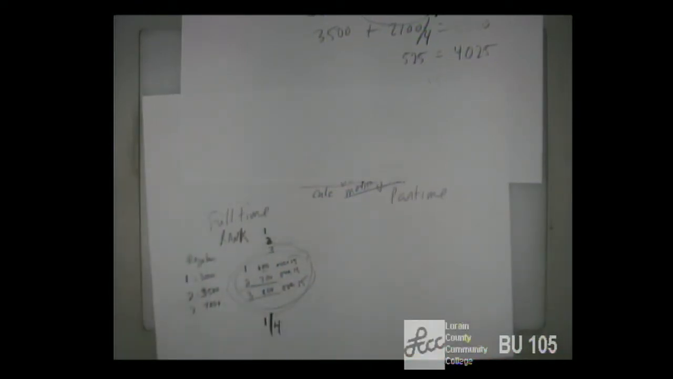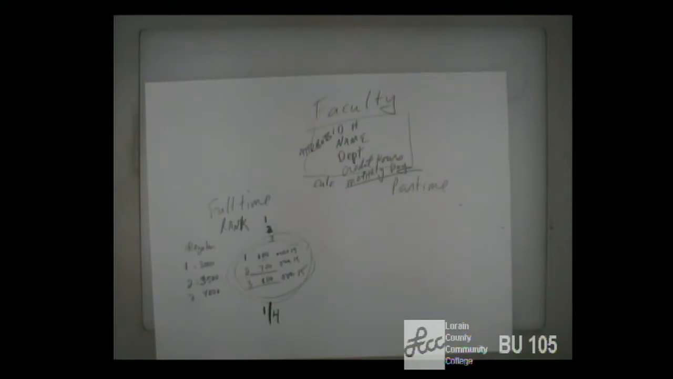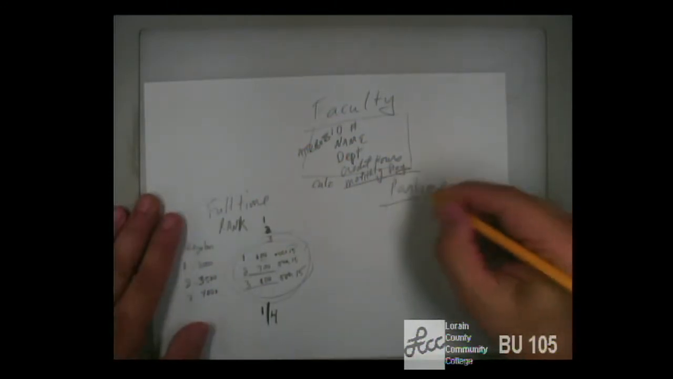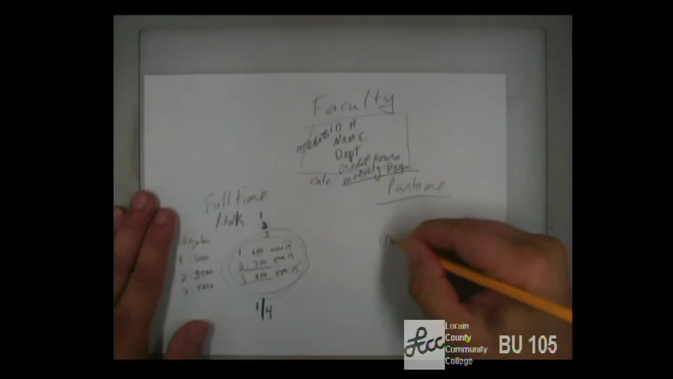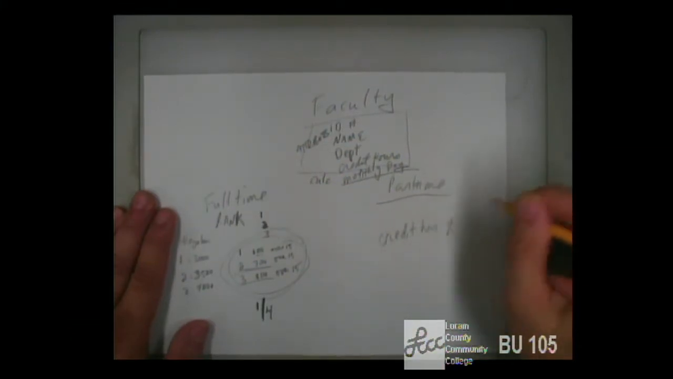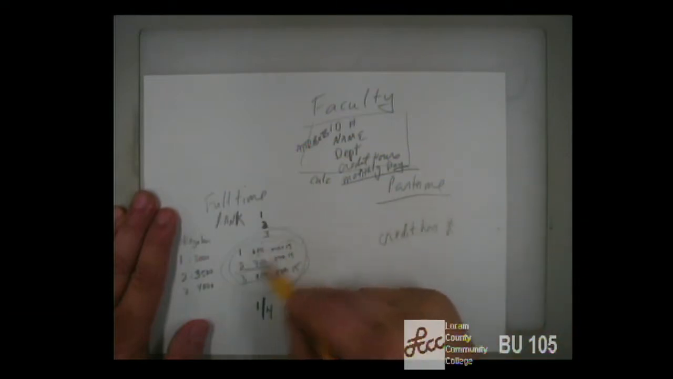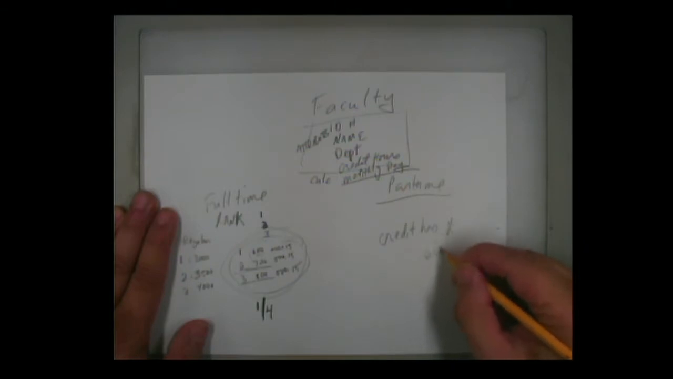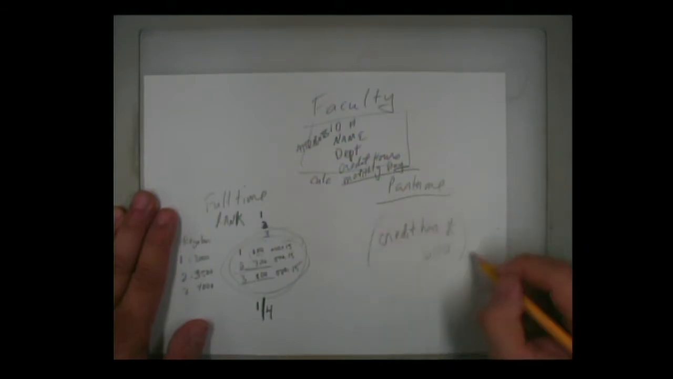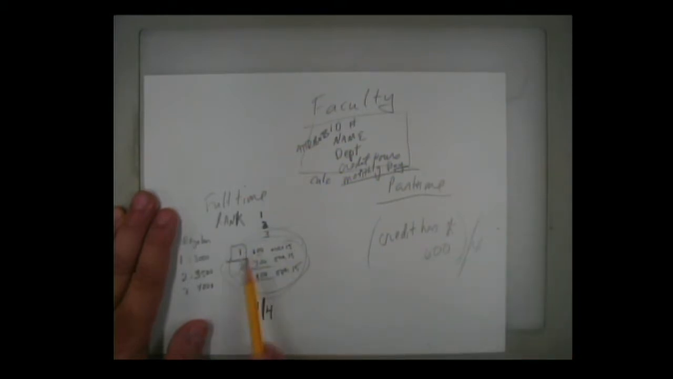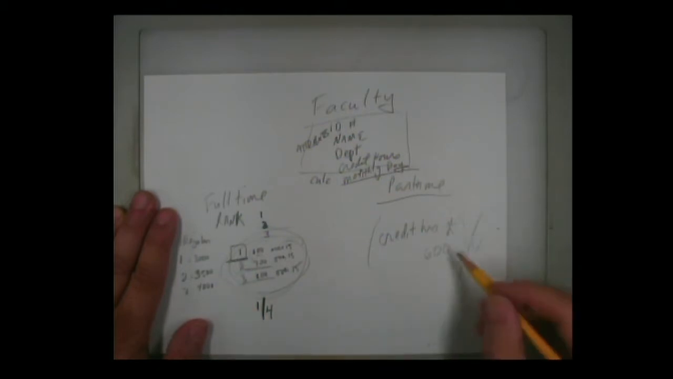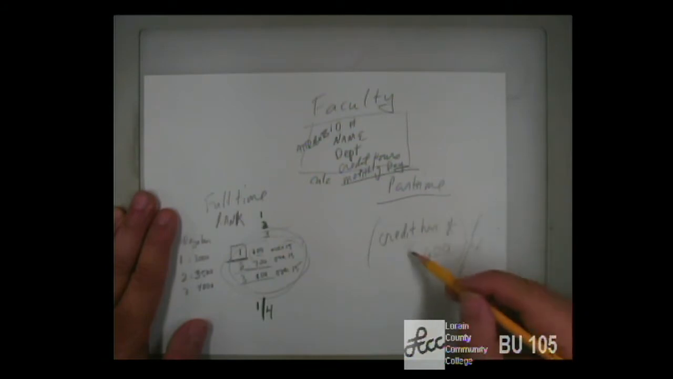A part-time person has no monthly salary. They don't get paid anything. So if they don't teach, an adjunct doesn't get paid. A part-timer, though, gets paid their credit hours times the lowest rate, again divided by 4. So all adjuncts get paid at the lowest rate per credit. And so if you taught 4 credit hours, you would get paid $2,400 for the semester. Divided by 4, you get paid $600 per month. Is that clear?